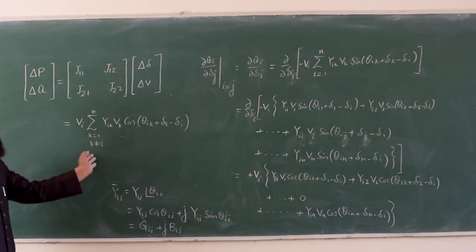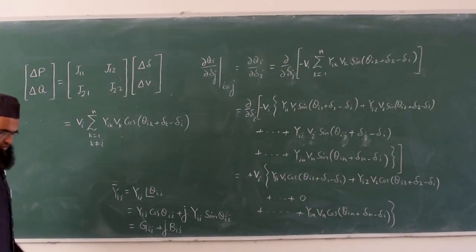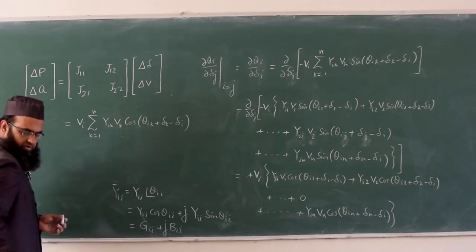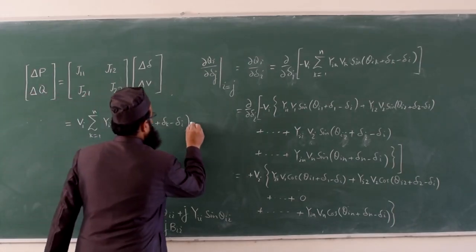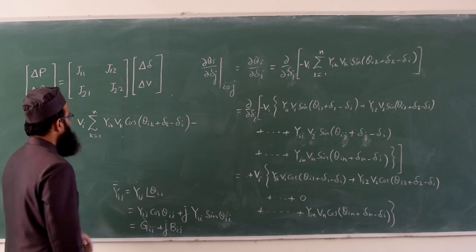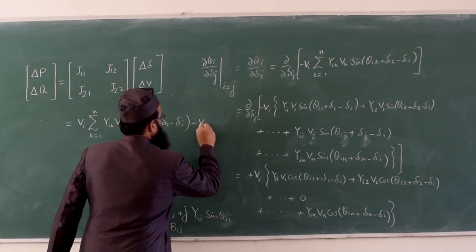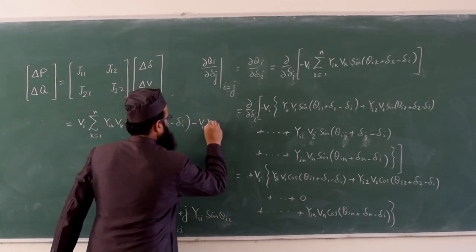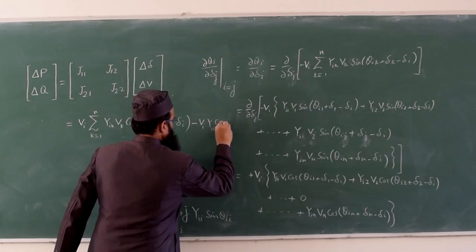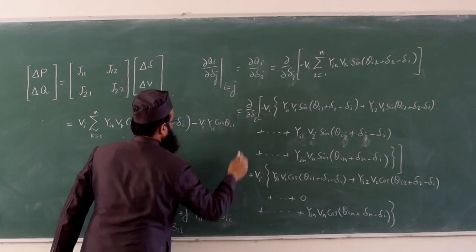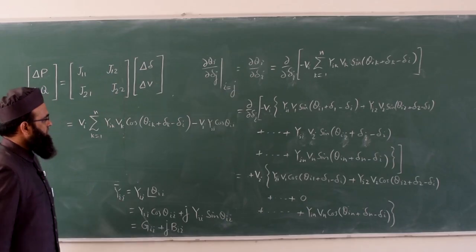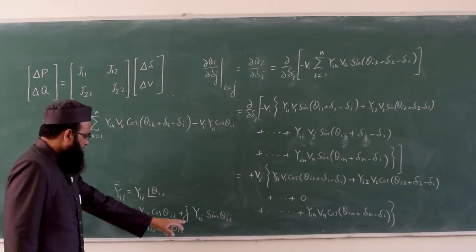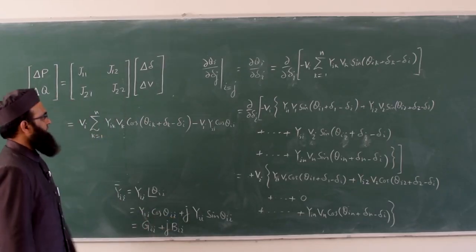Again, add and subtract the ith term. So, we can add it, and we subtract it because we are adding the ith term. So, subtract the ith term, that is Vi Yii cosine of theta Ii. This is the ith term because delta I minus delta I is 0. Yii cosine of theta Ii is Gii.